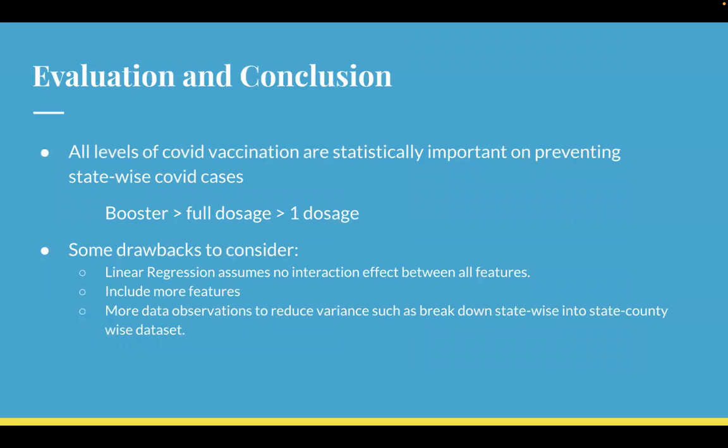Some drawbacks to consider: linear regression assumes no interaction effect among features. However, as you may figure, the booster, full dosage, and even first dosage are intercorrelated, which makes it not an ideal linear regression setup, and I need to consider more features. In the future, I might want to have more data observations to reduce variance, such as breaking down the state-wise data set into a county-wise data set.